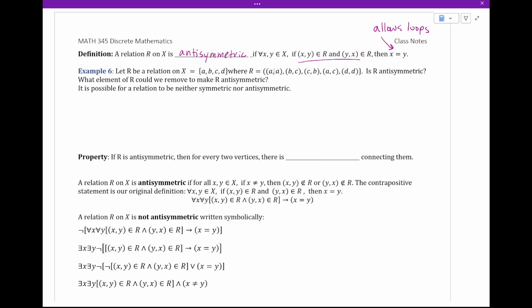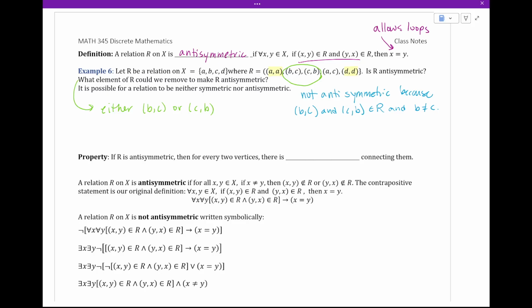So here we are seeing we've got a couple loops, and we said loops are allowed. But the trouble I see is this pair is symmetric. So it's not antisymmetric, because BC and CB are both in R, and B is not the same thing as C. So it's not antisymmetric. Can we remove something? We can remove either one of those. We can either remove BC or CB, and then we would make it antisymmetric.